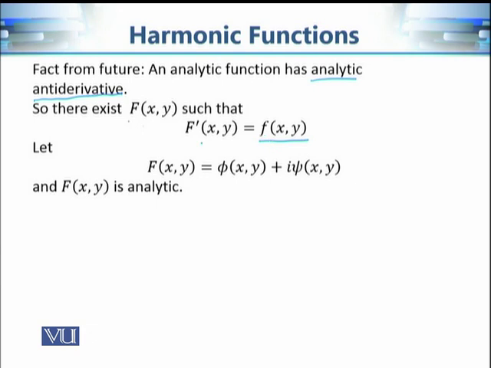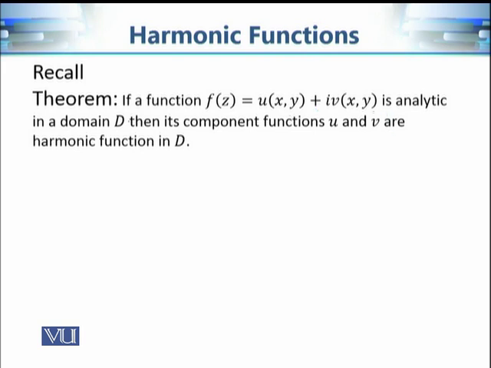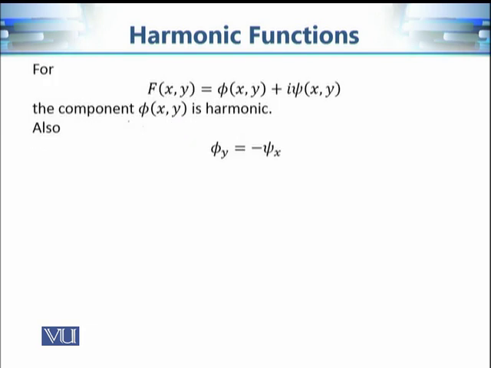Since it's a complex valued function, let's assume that it has the real part as phi of xy and imaginary part as psi of xy. From this fact, this capital F of xy is an analytic function. We also know that if a given function is analytic, then its real and imaginary components are harmonic functions. So that's why this capital F of xy has the components phi and psi, and these are harmonic functions, because this is the antiderivative of the analytic function small f of xy.